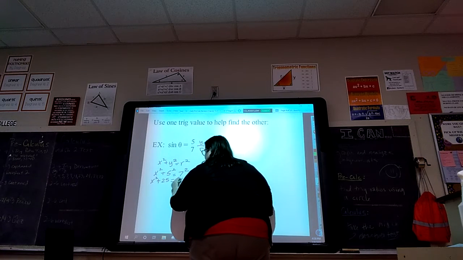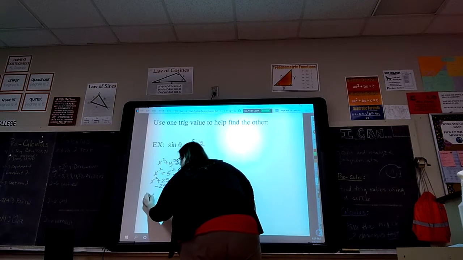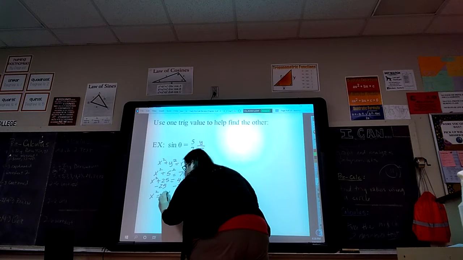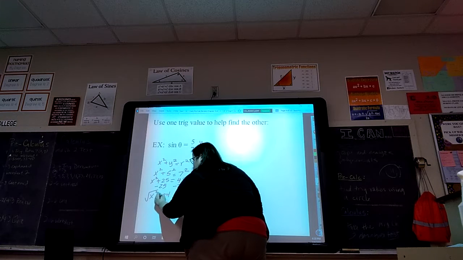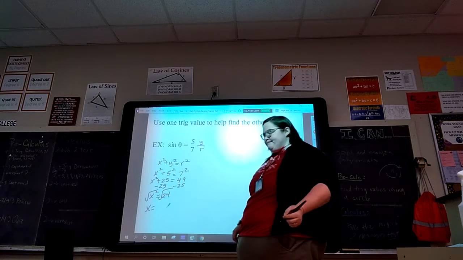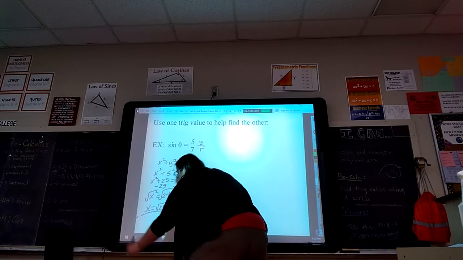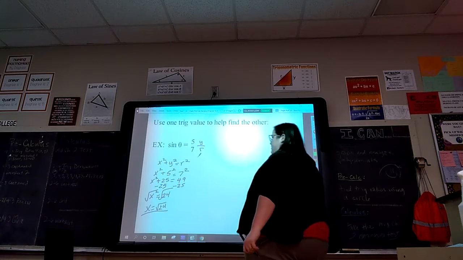7 squared is 49. We're going to subtract the 25 over here. Then x squared is equal to 24. And then again, to get rid of the square, we have to use the square root. Is 24 a perfect square? It does not have a whole-number square root, so we'll have to leave it as the square root. So now I have my x, my y, and r, and I can write the rest of my ratios.